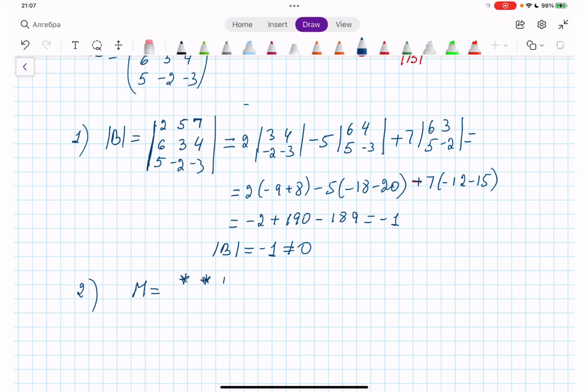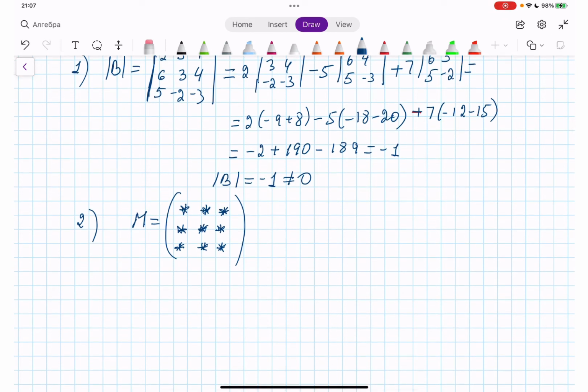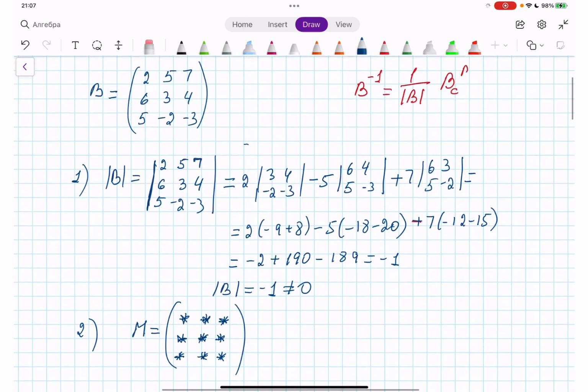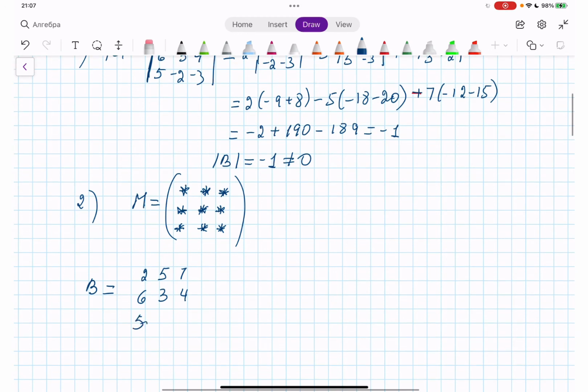We need to fill it out with 9 elements. So first, let's take the original B. What was our B? 2, 5, 7, 6, 3, 4, and 5, negative 2, negative 3.